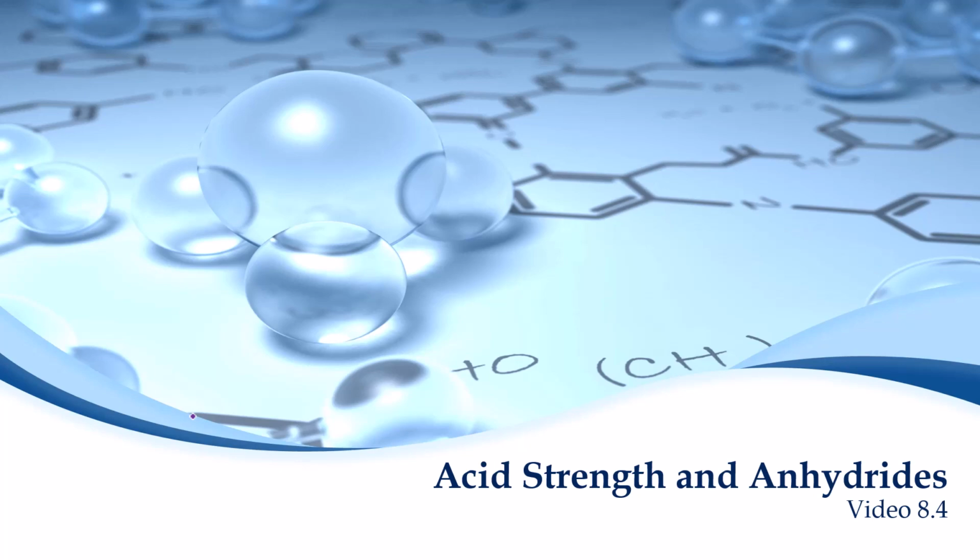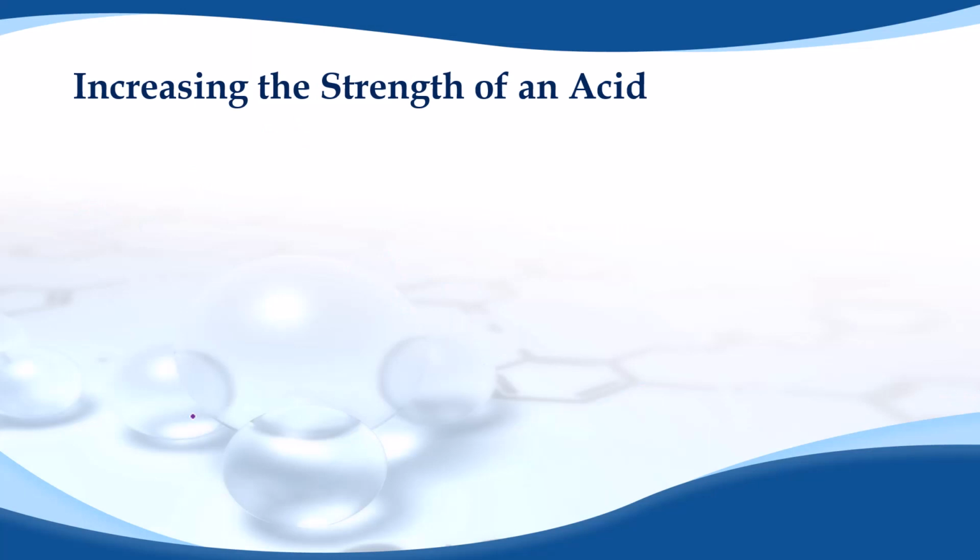In this video, we're going to talk about how the molecular structure of an acid can affect its overall strength, and a type of compound called an anhydride, which can form an acid or a base when placed into water. Way back, when we talked about what made an acid, we talked about an acidic hydrogen. An acidic hydrogen is a hydrogen that's involved in a fairly polar bond because it's attached to a region of fairly high electronegativity.